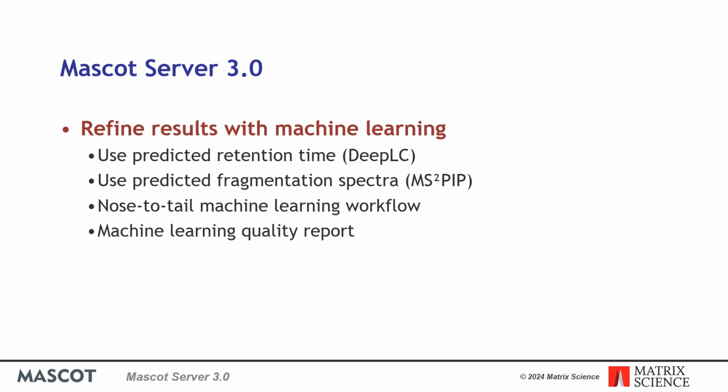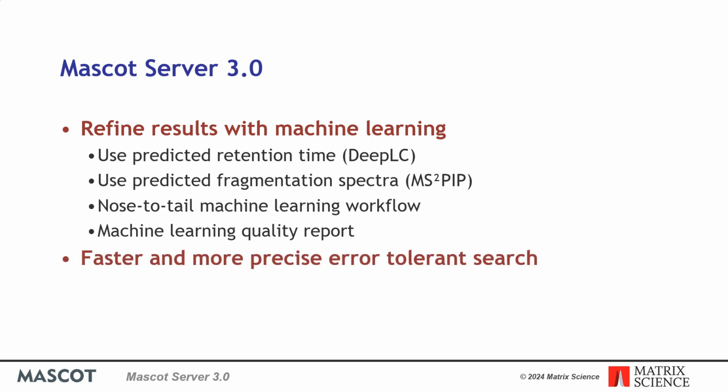Machine learning isn't the only improvement. When you submit an error-tolerant search, you can restrict the second pass to selected modification classes. This makes the search faster and more precise. The user help shipped with Mascot has been thoroughly reviewed and updated. We've added dozens of new help pages and tutorials that cover all aspects of peptide and protein identification and quantification.